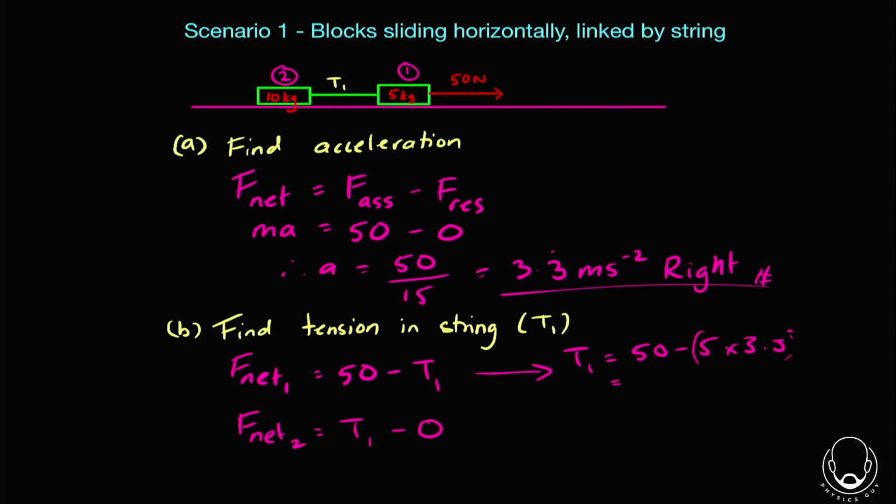Okay, now that comes out to be around about 33.3 newtons. Now, we have solved, therefore, for the tension in string 1.